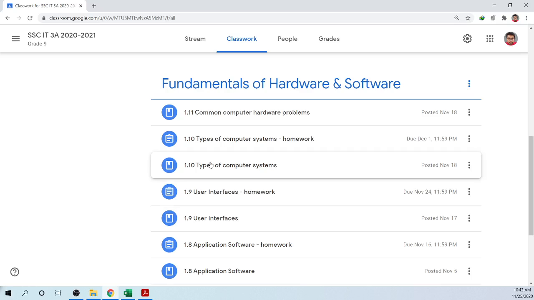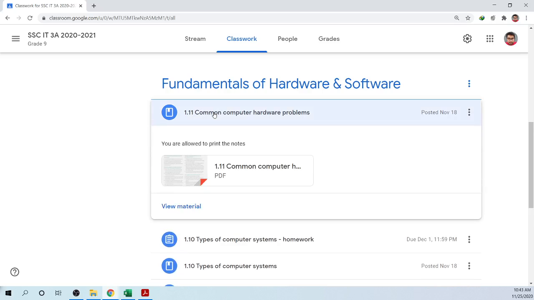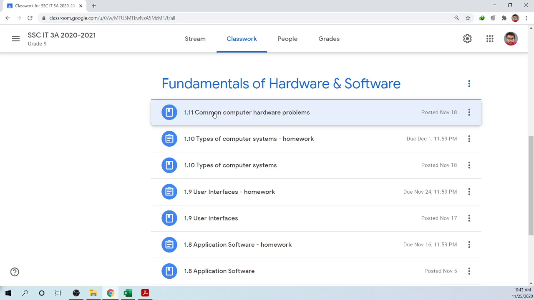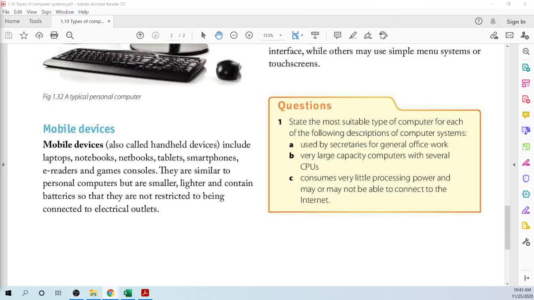Today we'll be starting 1.10. So that means you have until next week. And then 1.11, you will be printing that one if you can print it. So you're allowed to print that one. So the last notes you're writing is 1.10. And then after next week's class, I will tell you about creating your video.